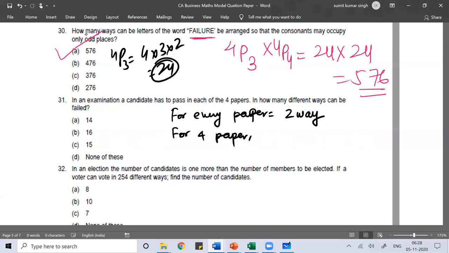For every paper there are two ways, so for four papers, total 16 ways are there. In how many different ways can he fail? He has to pass in all the subjects, that is A intersection B intersection C intersection D. Only then will he pass, and that is possible only one way. And the remaining 15 ways are the ways in which he can fail.